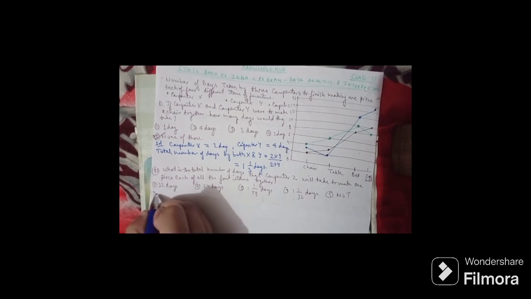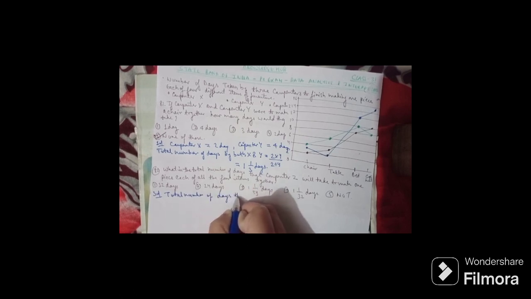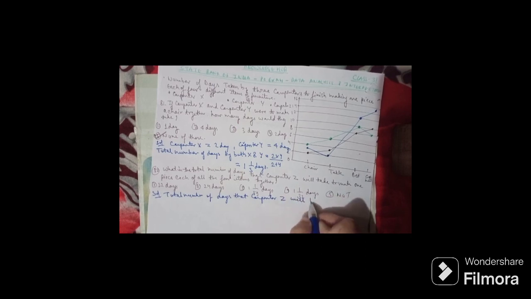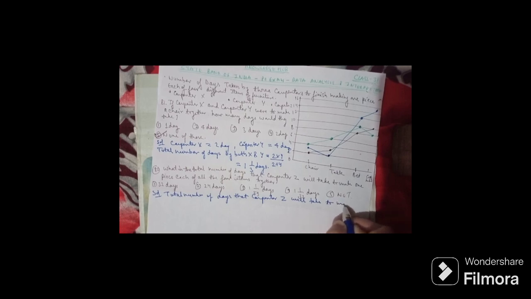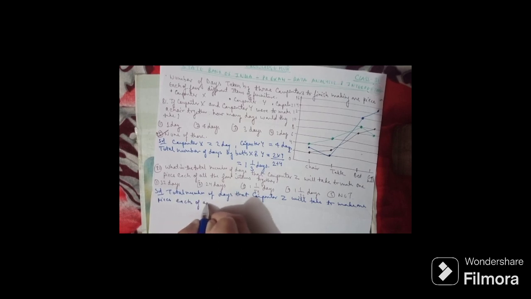So here, the total number of days that carpenter Z will take to make one piece each of all 4 items together.